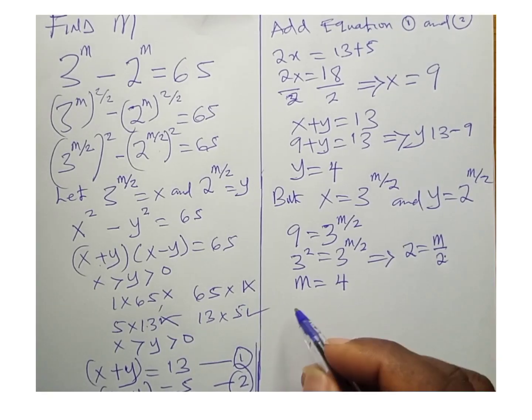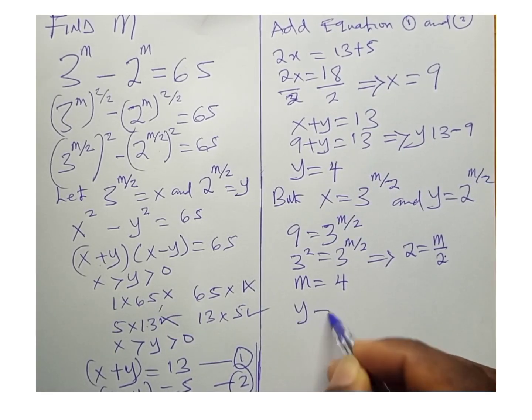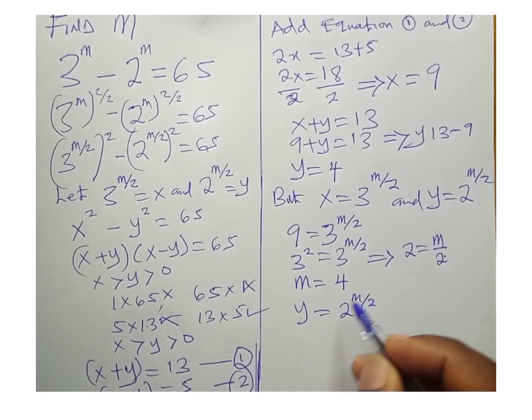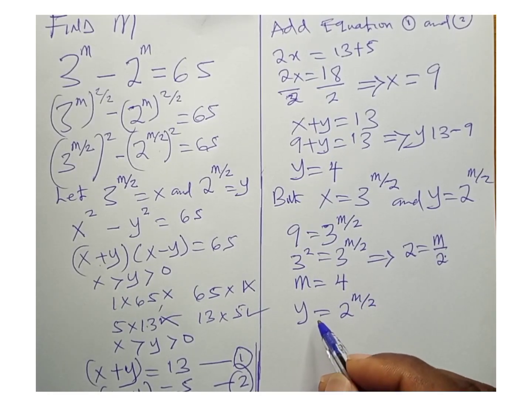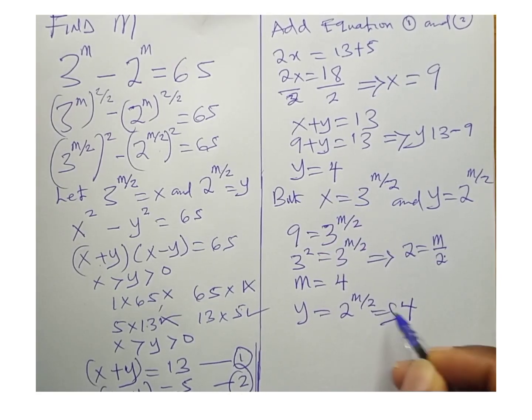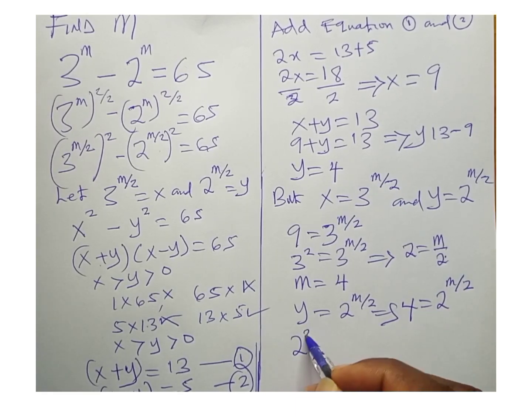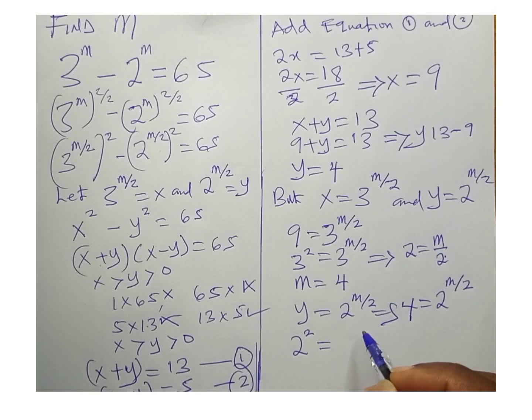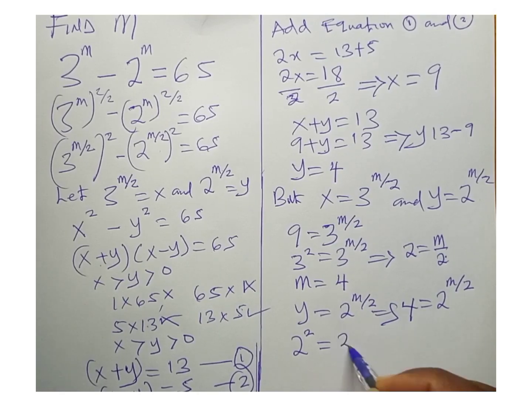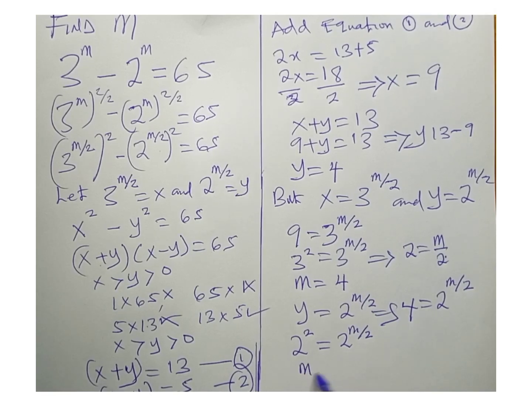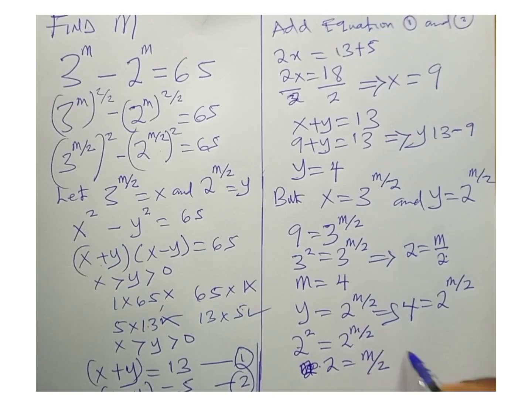If we try this for y equals 2 raised to power m over 2, we got the value of y to be 4. So 4 equals 2 raised to power m divided by 2. Then 2 raised to power 2 is 4, so 2 raised to power 2 equals 2 raised to power m divided by 2. We equate the base now, and 2 will be equal to m divided by 2. At this point, m also is the same thing as 4.